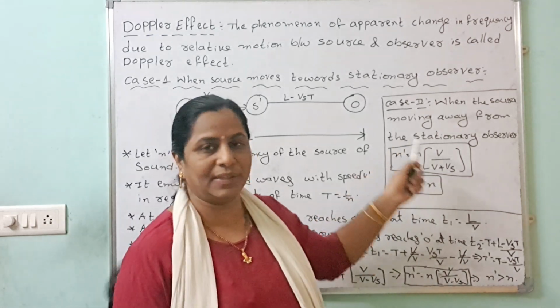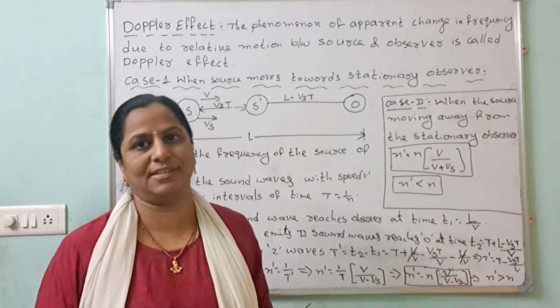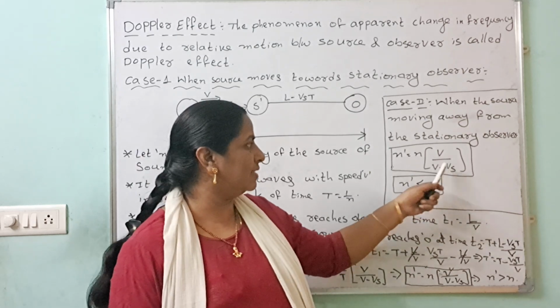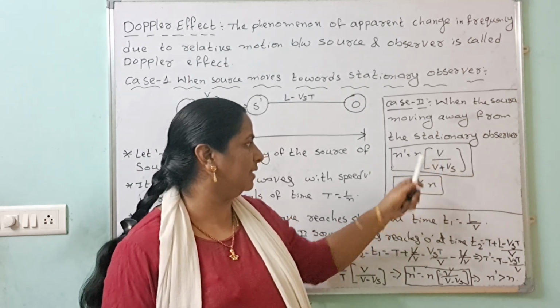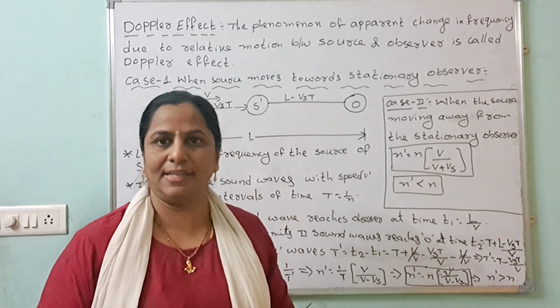Like that, in case 2, when the source is moving away from the stationary observer, you just change the sign convention: n dash equals V by V plus Vs into N. Here the apparent frequency is less than the original.